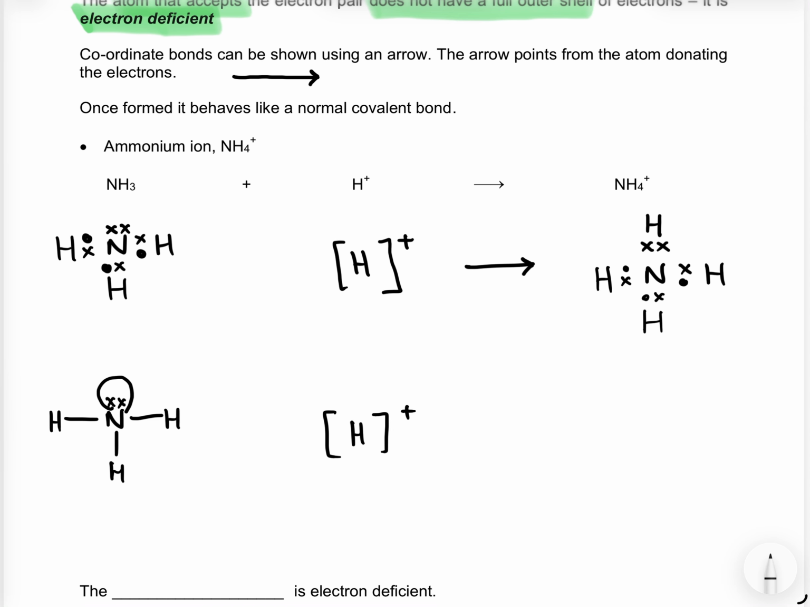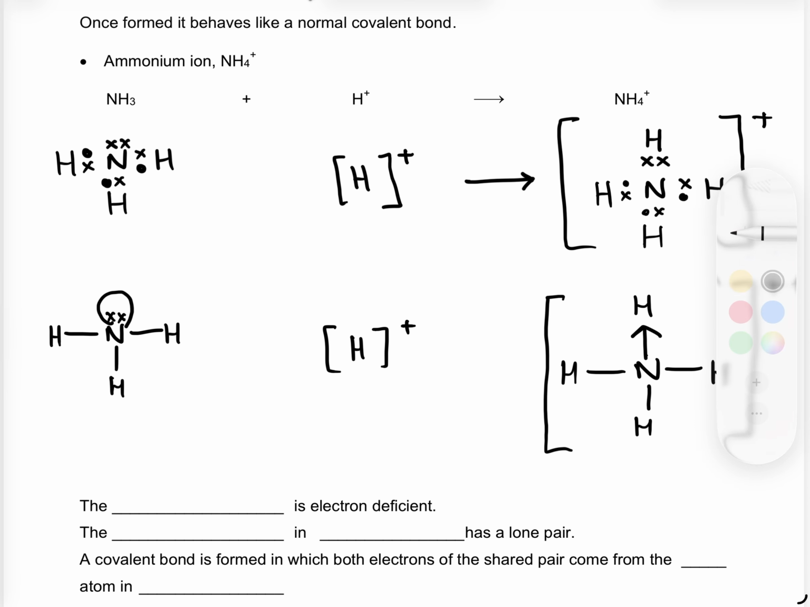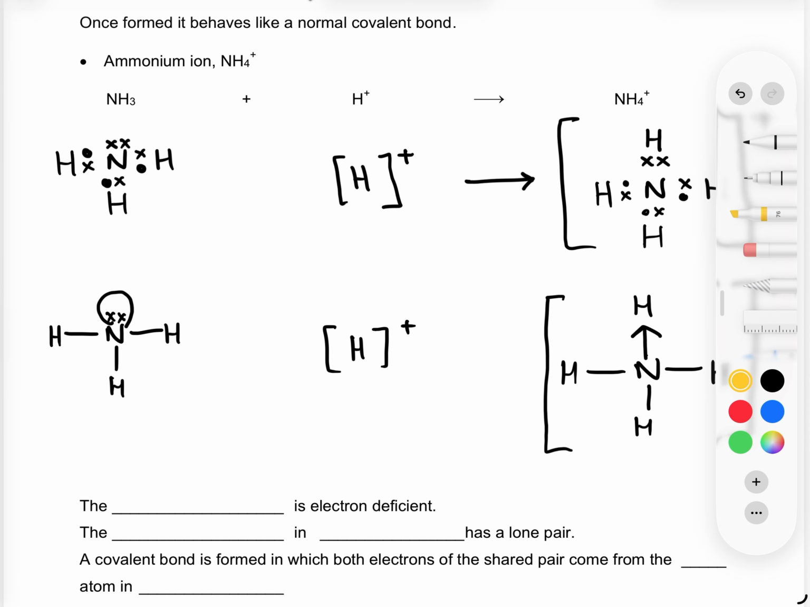So this top hydrogen didn't have any electrons. The whole thing is now an ion, charged. And so we've got this nitrogen with 3 regular covalent bonds from before. And where the lone pair was, we've now got an arrow pointing up towards the hydrogen that was from the hydrogen ion that had no electrons of its own. This here is, let me find a different colour that we've not used, this here is the coordinate bond.